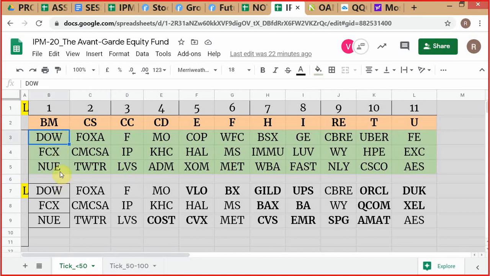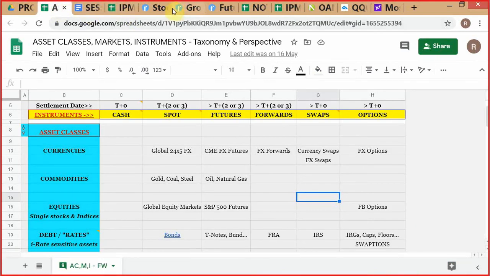So anyway, the short answer to Sachin's question is they are all equities. Yes, they are all equities, because this is a particular equity trading project.